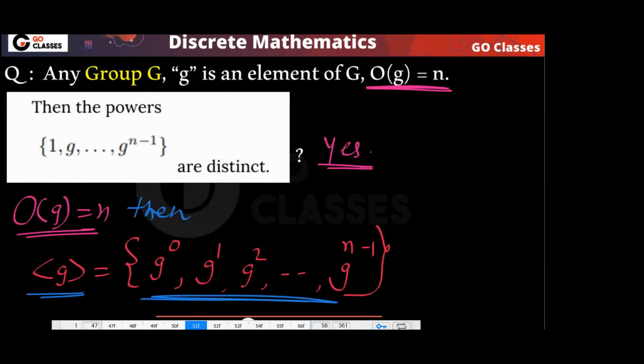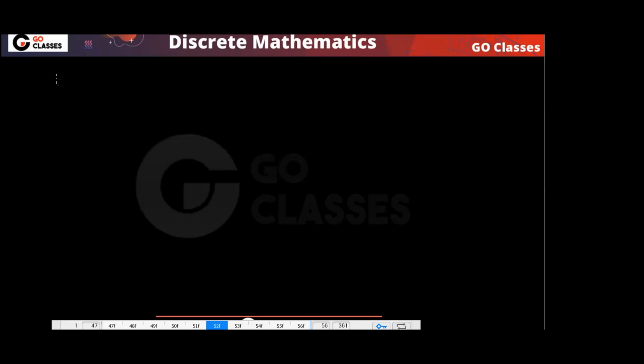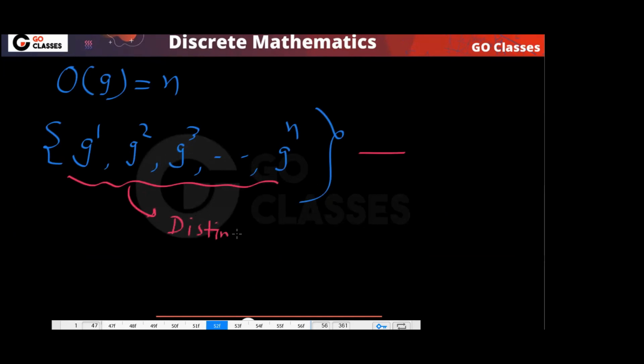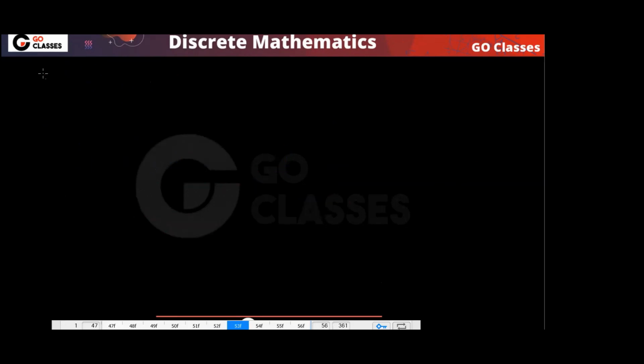I can also say that if order of g is n, then these powers will also be distinct: g power 1, g power 2, g power 3, and so on, g power n. Yes or no? These also will be distinct, because this is the same as the subgroup generated by g.